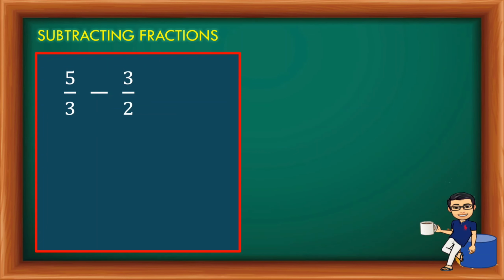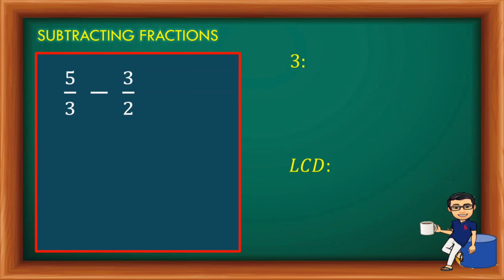So let's start with this example. 5 over 3 minus 3 over 2. The usual practice to subtract fractions with unlike denominators is the same as addition. We need to determine the LCD. So to determine the LCD of these denominators 3 and 2, we need to get the multiples of the denominators.